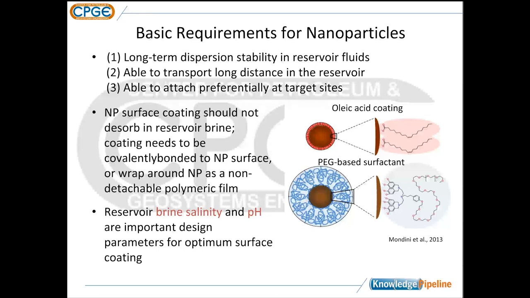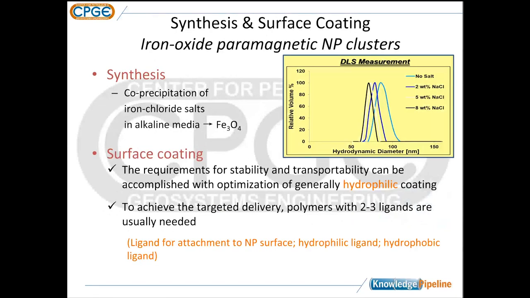We try to engineer them so that the surface coating of the nanoparticles doesn't desorb in the reservoir brine. The best way to do this is to give them a covalent bond with the surface of the nanoparticle or wrap around them as a polymer film. I have some diagrams here on the right that show you coating either with an oleic acid covalent bond, or sometimes we use a polyethylene glycol-based surfactant as a coating. It's extremely important that the nanoparticle surface coatings are stable in the ionic strengths and pHs that we see in the reservoir.